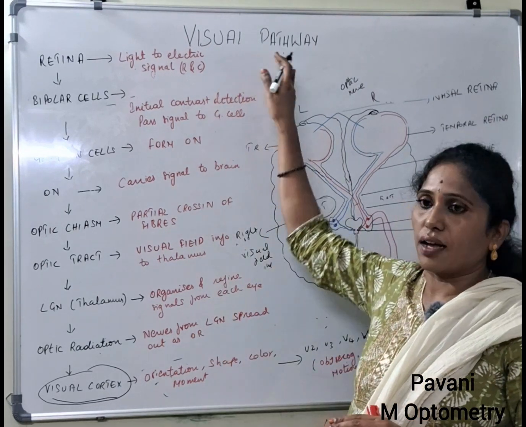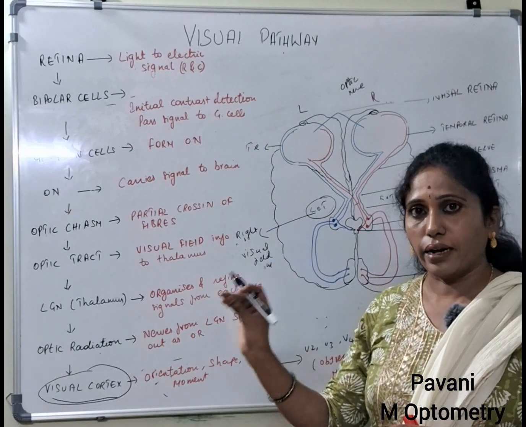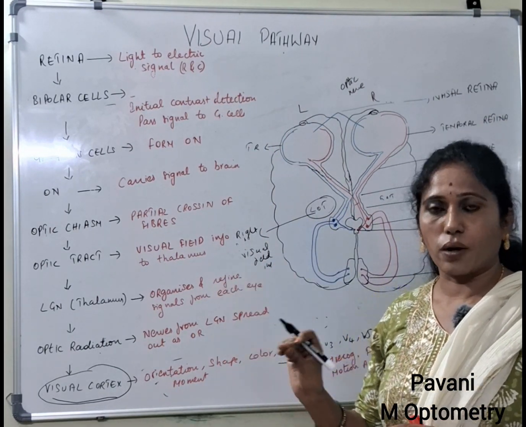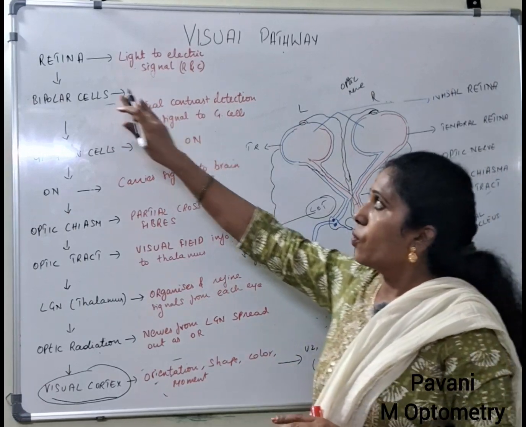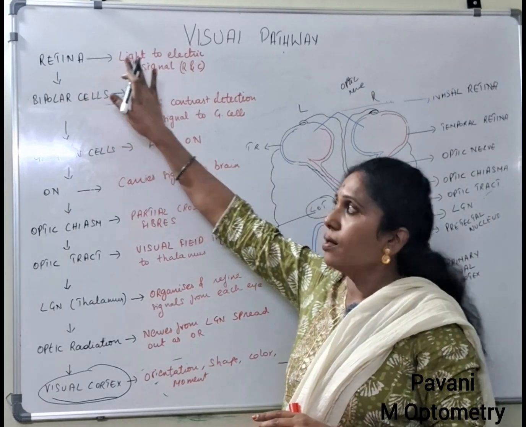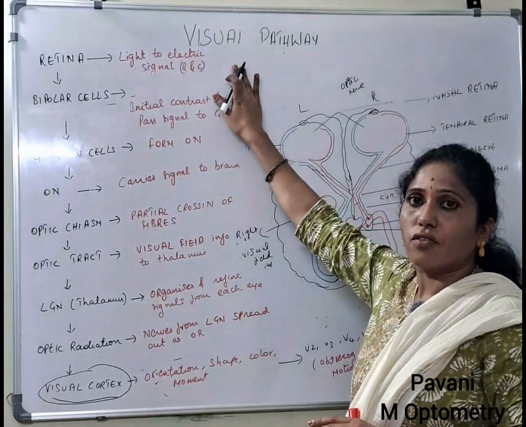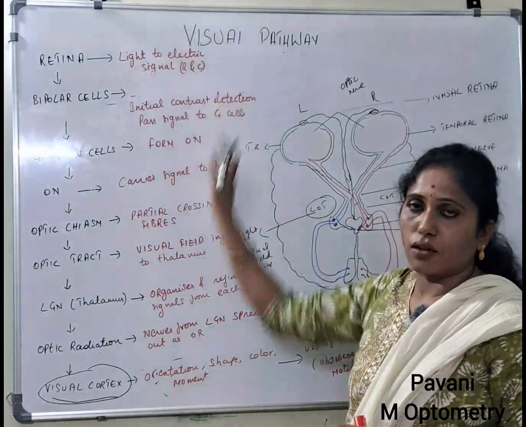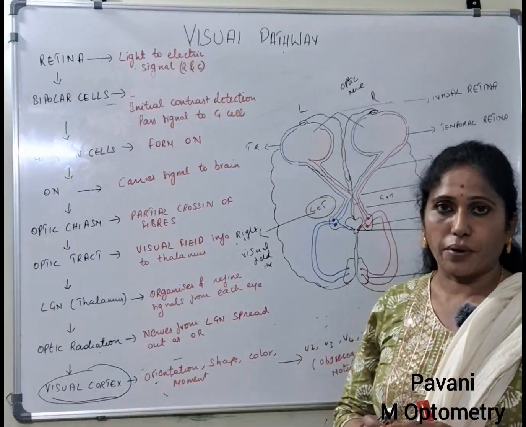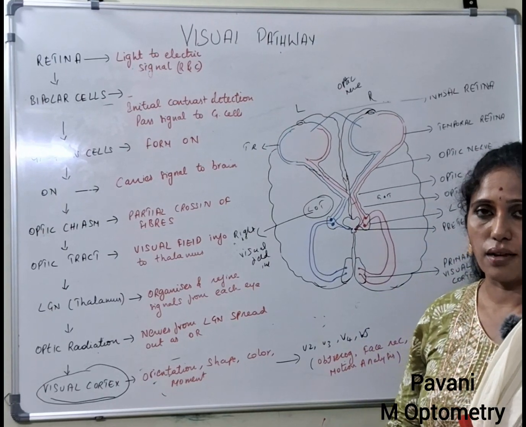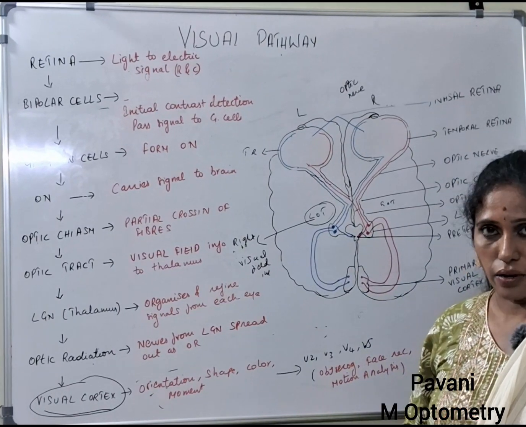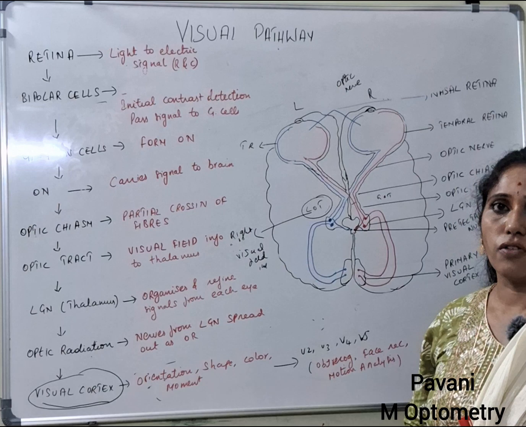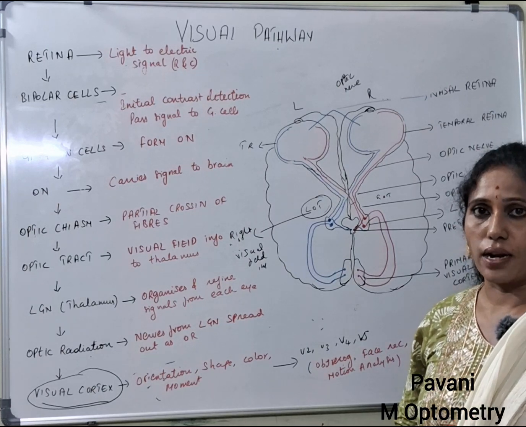The visual pathway starts at the point where the light hits the retina. From there the visual pathway starts. When the light hits the retina, first it falls on the photoreceptors. Photoreceptors are nothing but the rods and cones. Rods are present at the periphery and cones are present at the center.